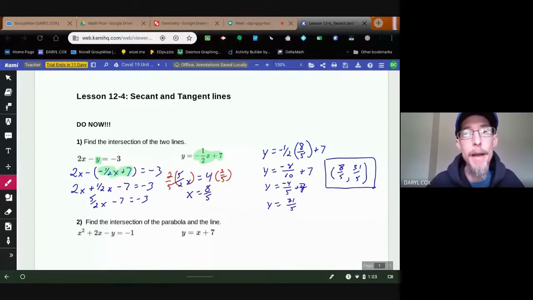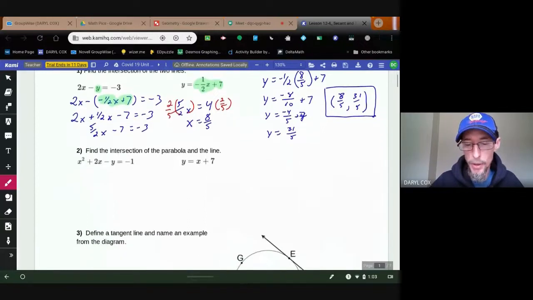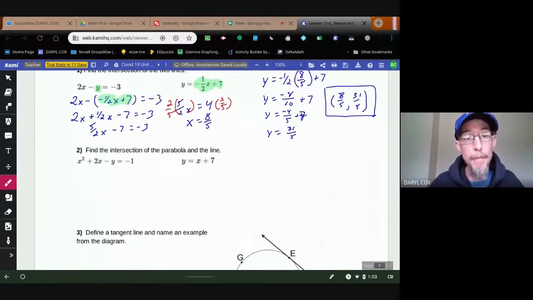Okay, so that's a basic system of equations problem. Why don't you try one on your own? This one's a little trickier. So see what you can do. Find the intersection of the parabola and the line. Give it a shot. See how you do. Might require some factoring, so be careful. Go for it.